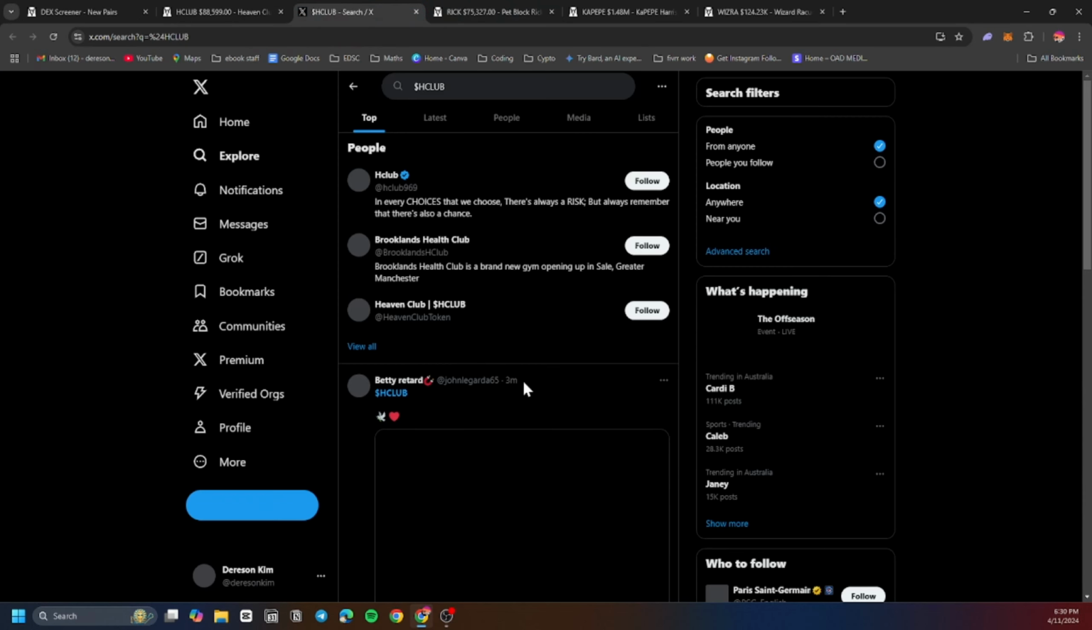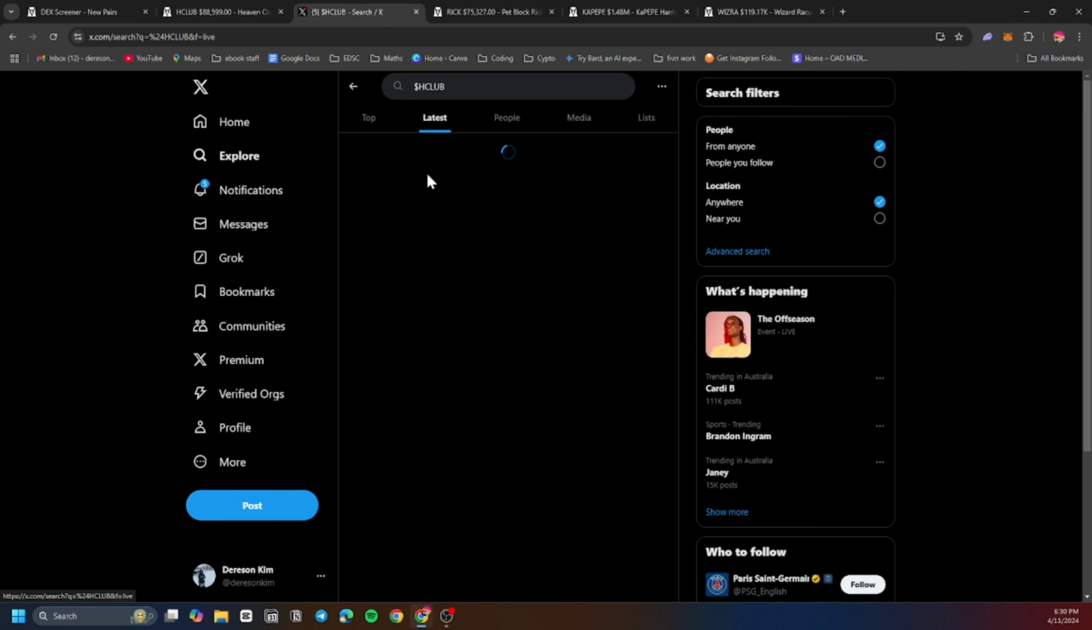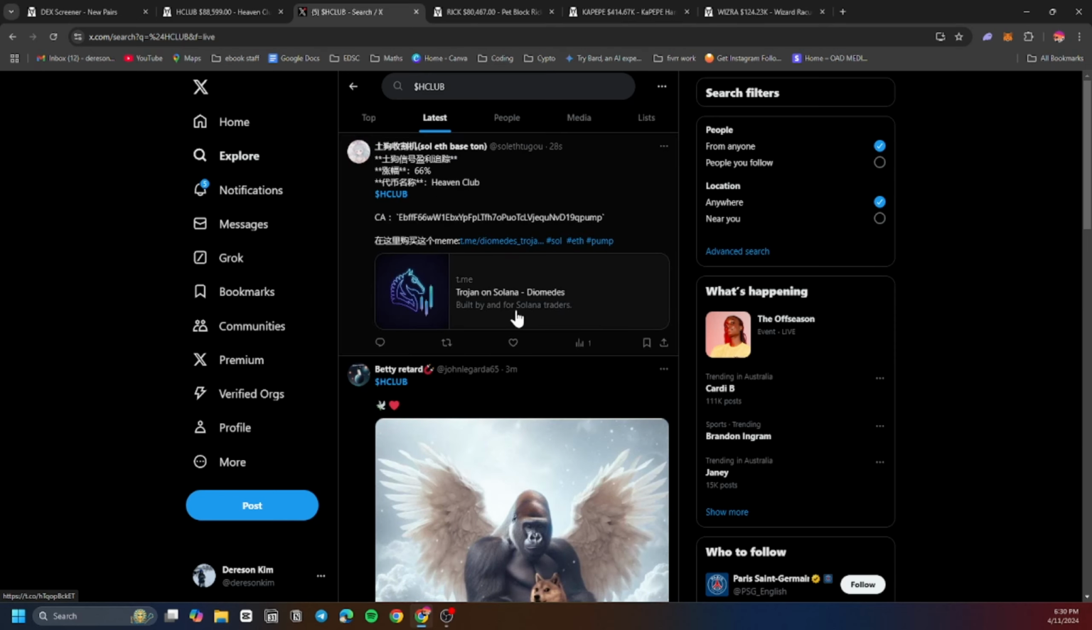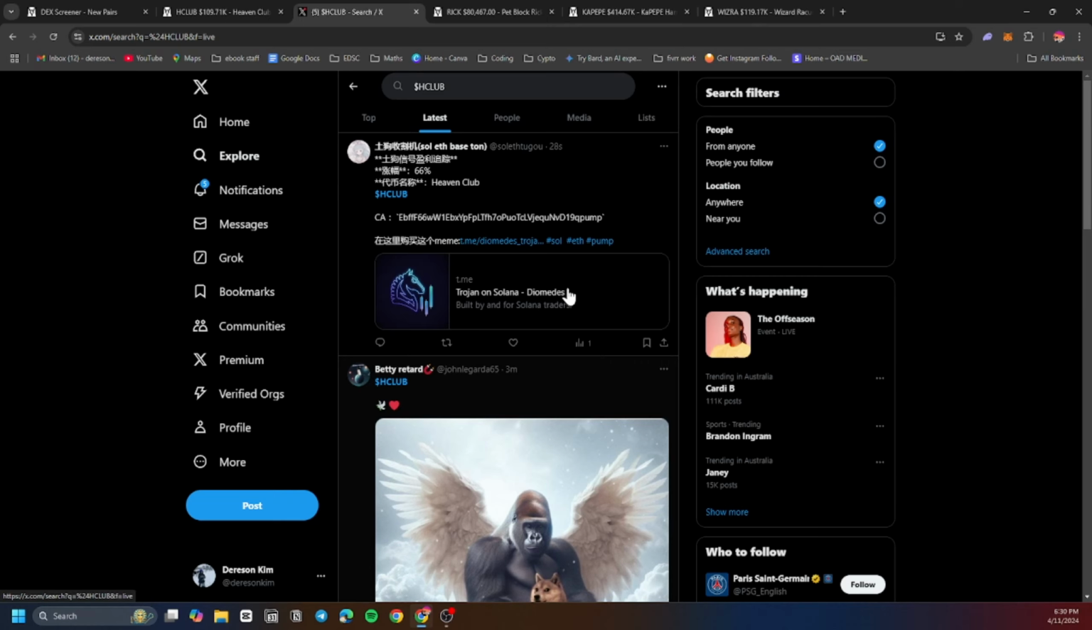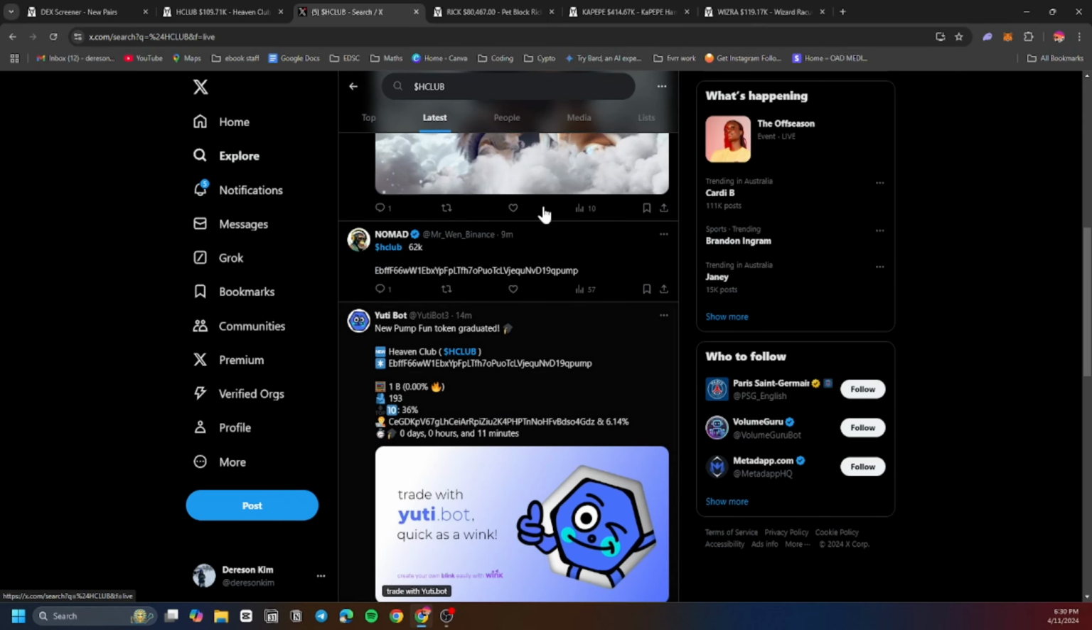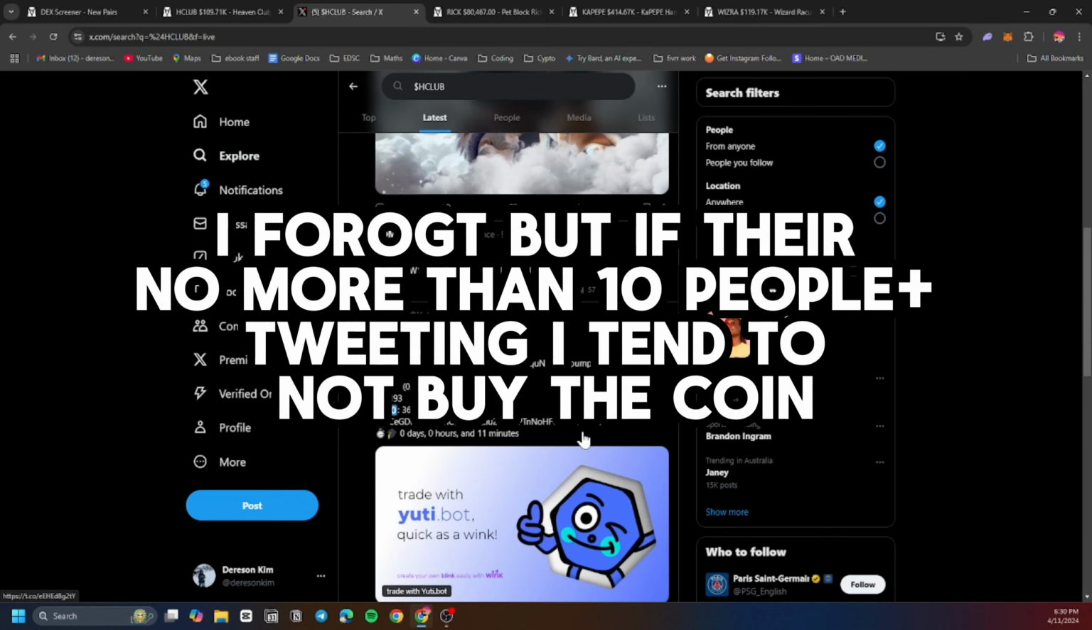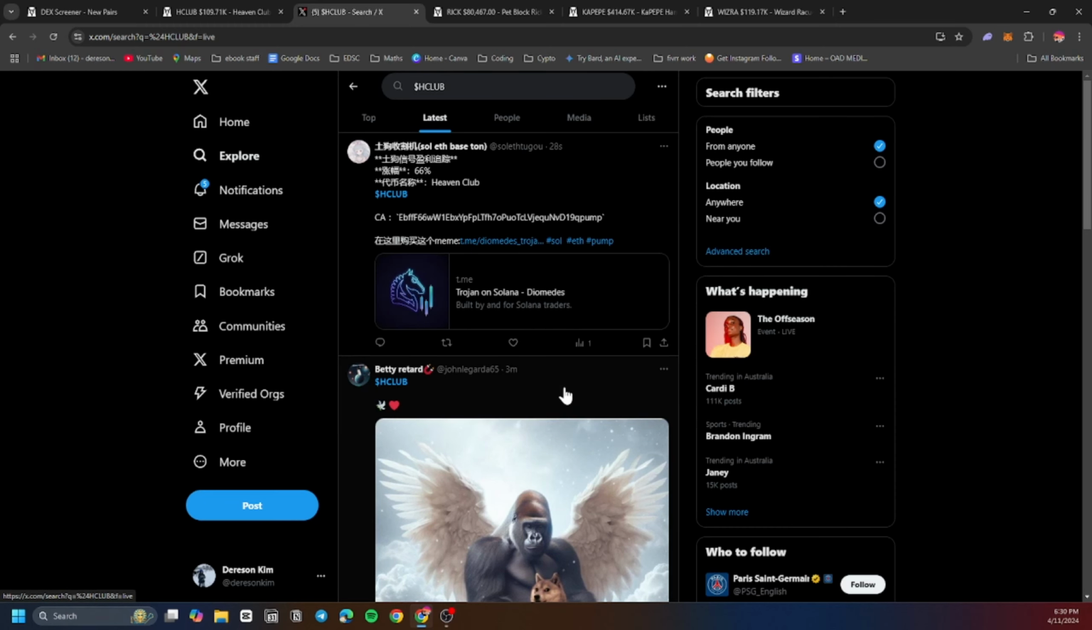We have to check the Twitter space, how, what people are posting. So as you can see, the Twitter space looks pretty active about this coin, as there's been posts 28 seconds ago, 3 minutes ago, 9 minutes ago. This is a good sign that the coin is attracting attention.